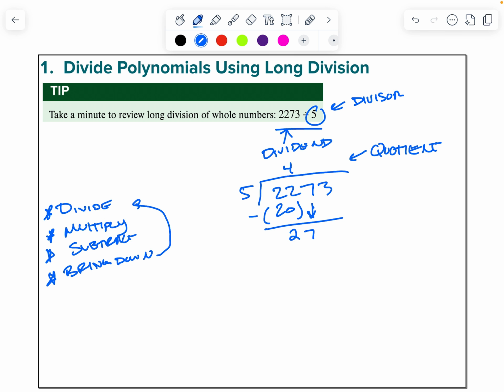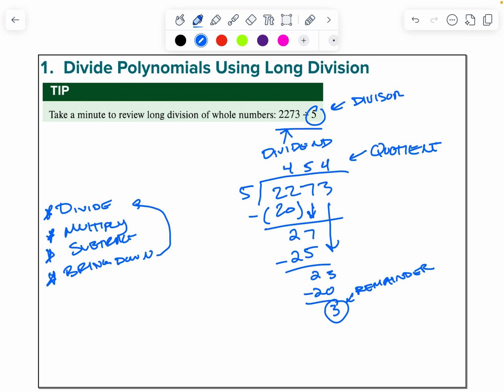Can 5 go into 27? Yes. 27 divided by 5 is 5 point something. 5 times 5 is 25. Subtract, you get 2. Bring down, you get 23. 23 divided by 5 is 4 point something. 4 times 5 is 20. Subtract, bring down. There's nothing left to bring down here, and so we know we're done with the problem. And this right here is our remainder.